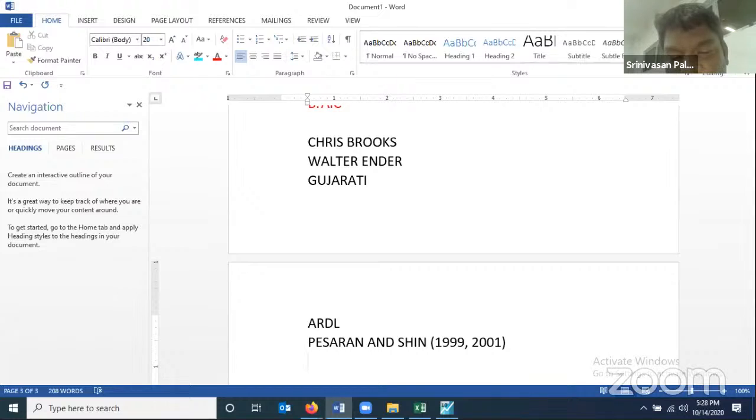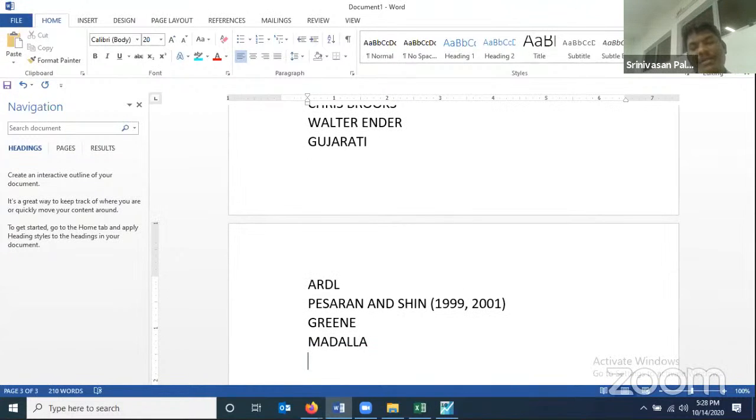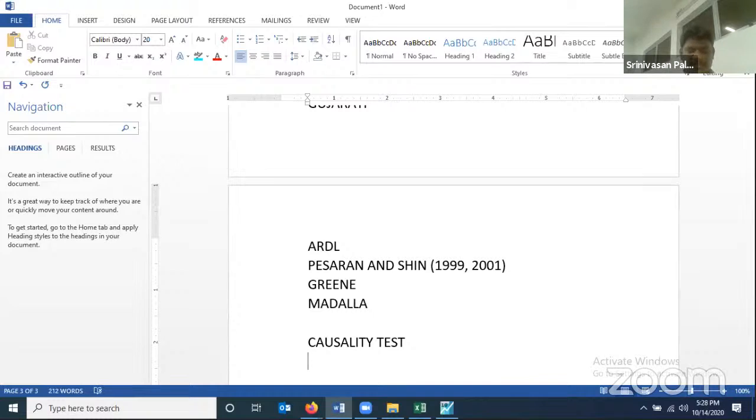In fact, if you are really good in mathematics, you can go for Greene. Those books you can follow. Okay, so now we'll move to the next concept: causality. Please make a note, causality test. OLS is completed, ARIMA completed. We'll move to the causality analysis. Please make a note. Causality test. This is very important.